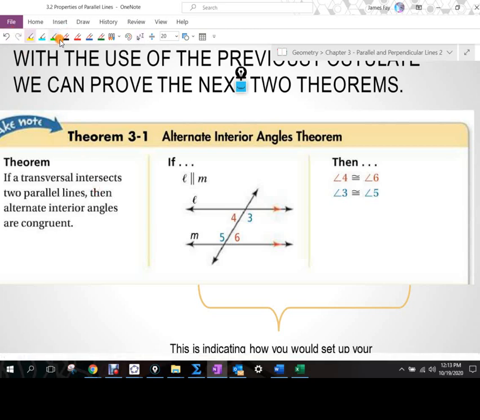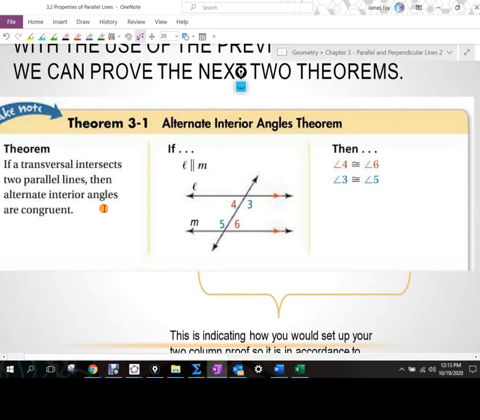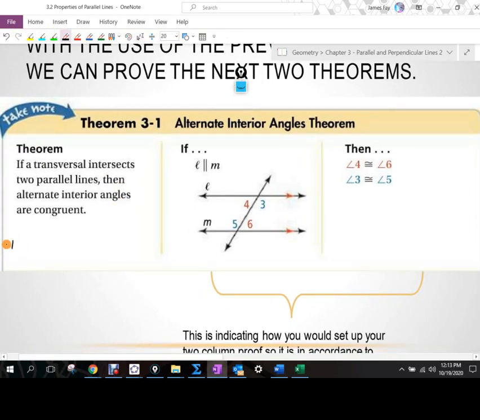What I would suggest right there, guys, on that slide or next to it, is to say that the same thing happens for alternate exterior angles. If you want to write it out, you can: if a transversal intersects two parallel lines, then alternate exterior angles are congruent. It's the exact same phrase, just taking the interior part out and replacing it with exterior. All right, so in our particular question, angle 4 is congruent to angle 6, and angle 3 would be congruent to angle 5.